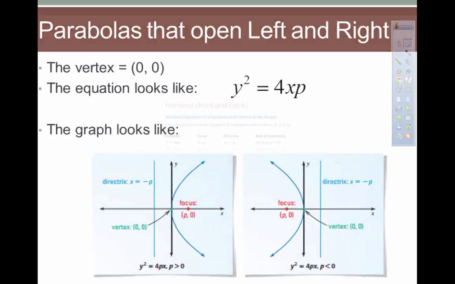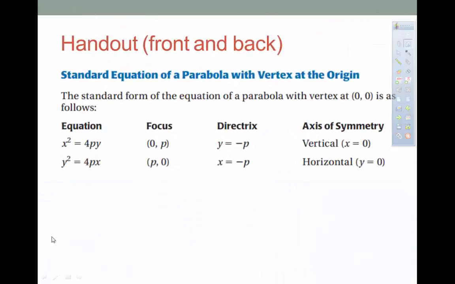So I will demonstrate now. This is also your cheat sheet. These are the two forms right here: x squared equals 4py and y squared equals 4px. The focus will be at (0, p). The focus for the left-right one will be (p, 0). The directrix equation will be y equals negative p. This case here will be x equals negative p. So this is all key information and it's all on your sheet.